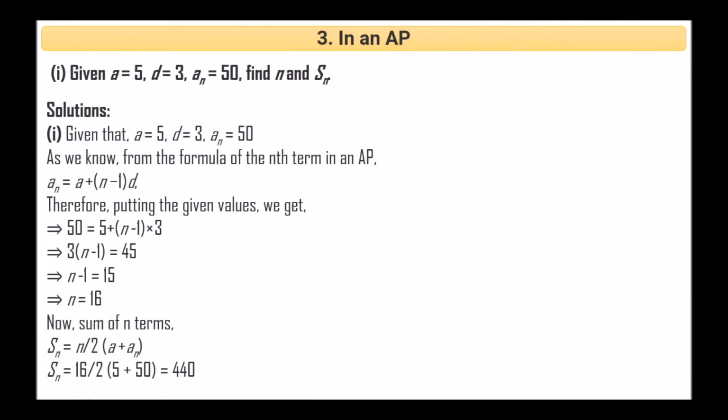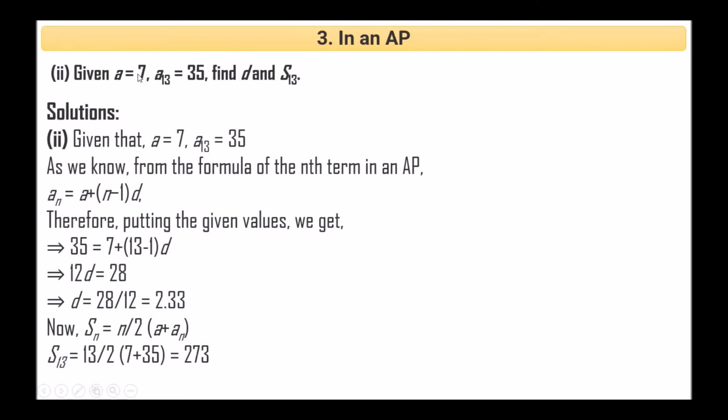Next, in an AP, given a is 5, d is 3, an is 50, we have to find n and Sn. So for the given values of a, d and an, we will put them in the formula of an first. Therefore, we will get the value of n equals 16. Then we will put in the sum of n terms formula. So we will get Sn equals 440.